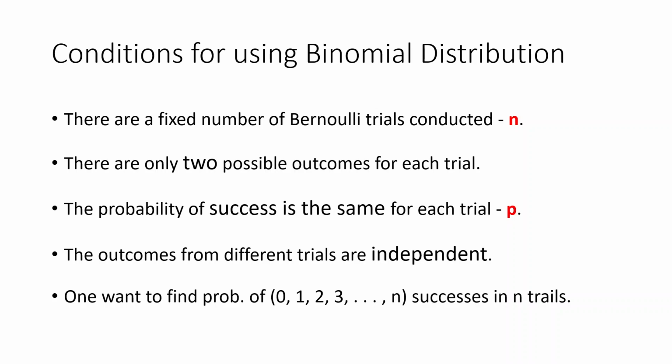And every trial is independent of each other, meaning the next experiment or the next trial is independent of the previous experiment or the previous trial. This is the fourth condition. And the fifth condition is, if you want to find out the number of successes, 0 to n successes in n trials, then the binomial distribution can be used. Whenever you have a binomial distribution problem at hand, you check if all of these conditions hold true. For any probability calculation problem like this, the binomial distribution can help you.